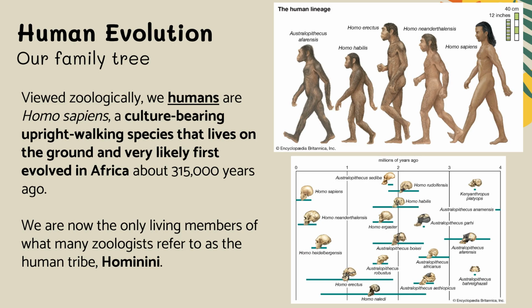This slide introduces human evolution. Humans belong to the species Homo sapiens, which evolved in Africa about 315,000 years ago. We are upright walking, culture-bearing organisms, and the only living members of the group called hominini. The images show earlier human relatives, such as Australopithecus and Homo erectus, which shared traits with modern humans but are now extinct. Human evolution is not a straight line, but a branching tree with many related species.